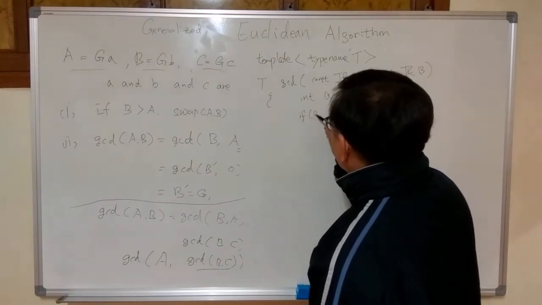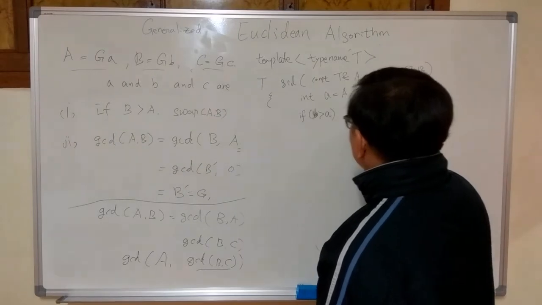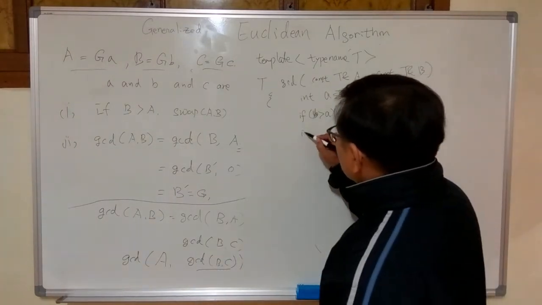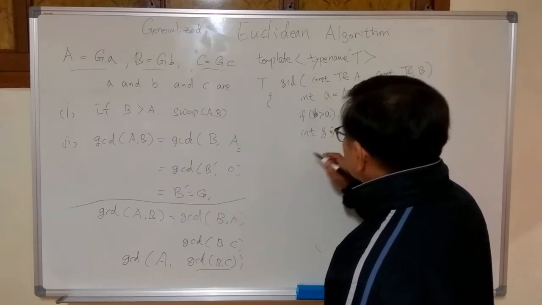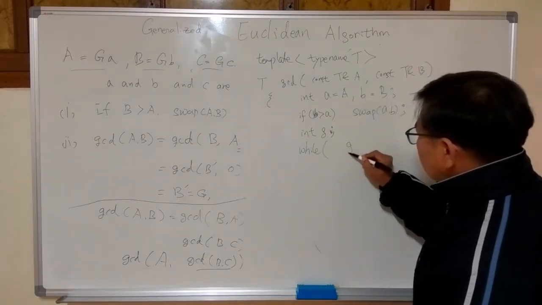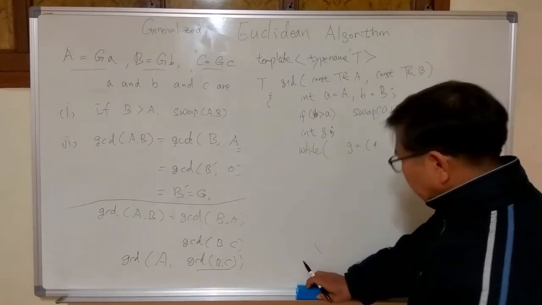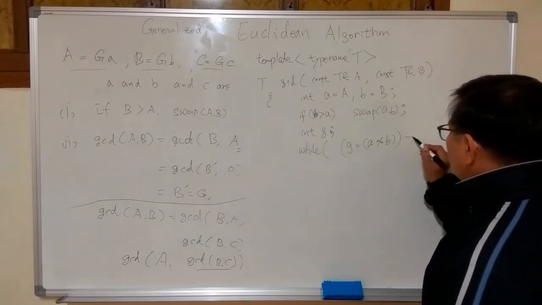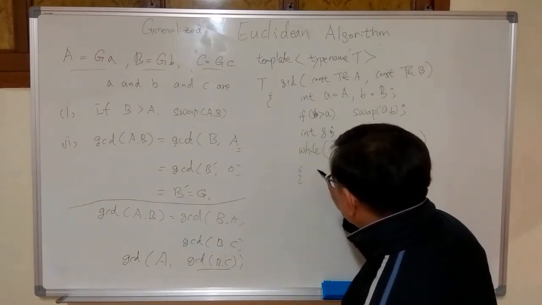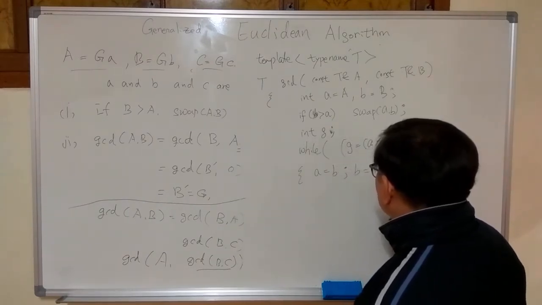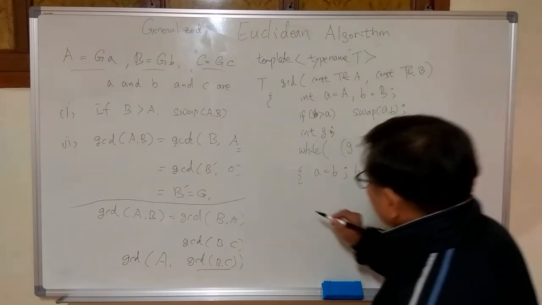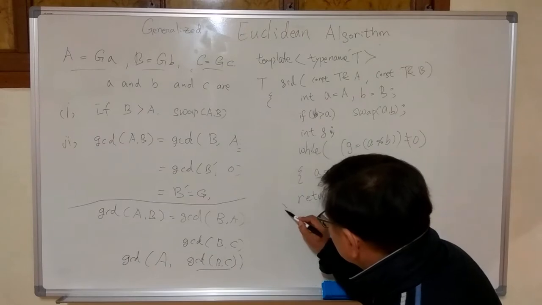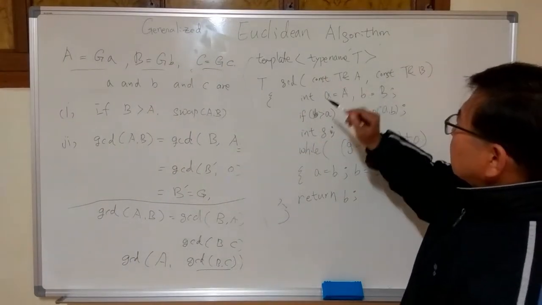If B greater than A, we swap. Okay? So the rest is the same. int G, while G equals A modulo B is not 0, then A equals B, B equals G. Then here we return, we have to return B. So this is the template case of two arguments.